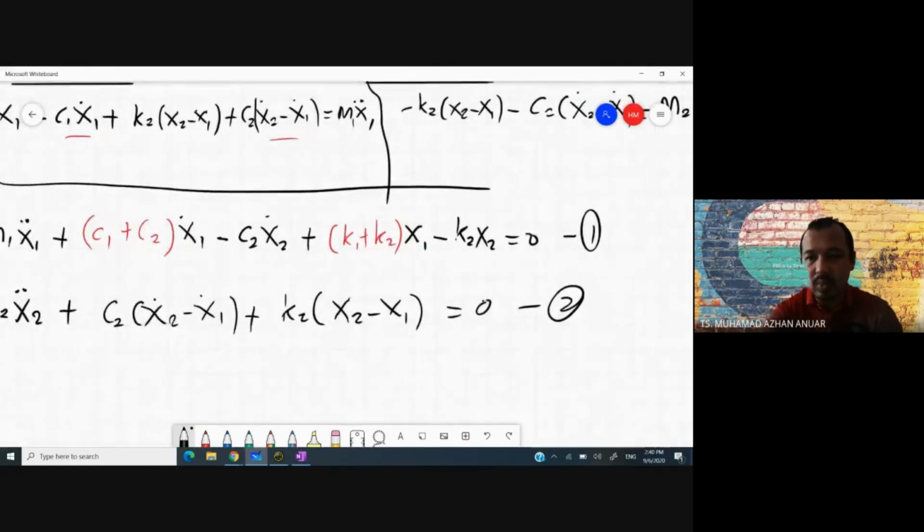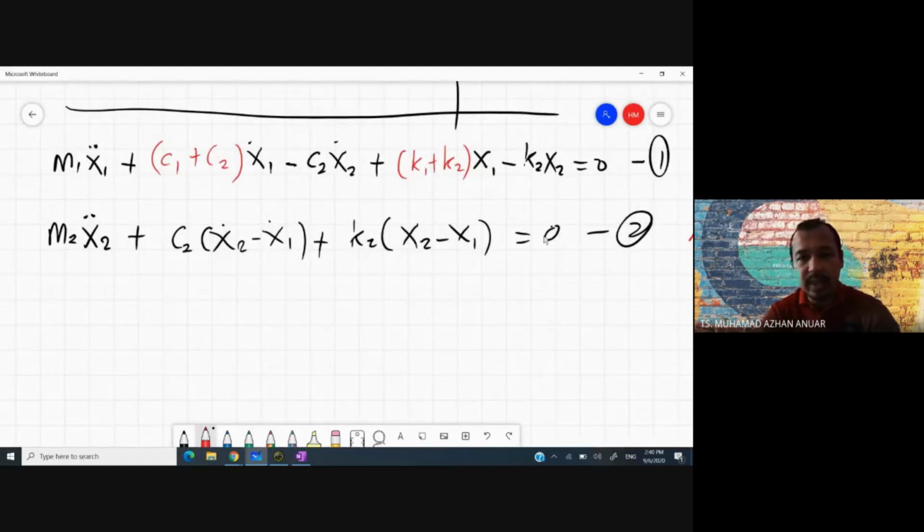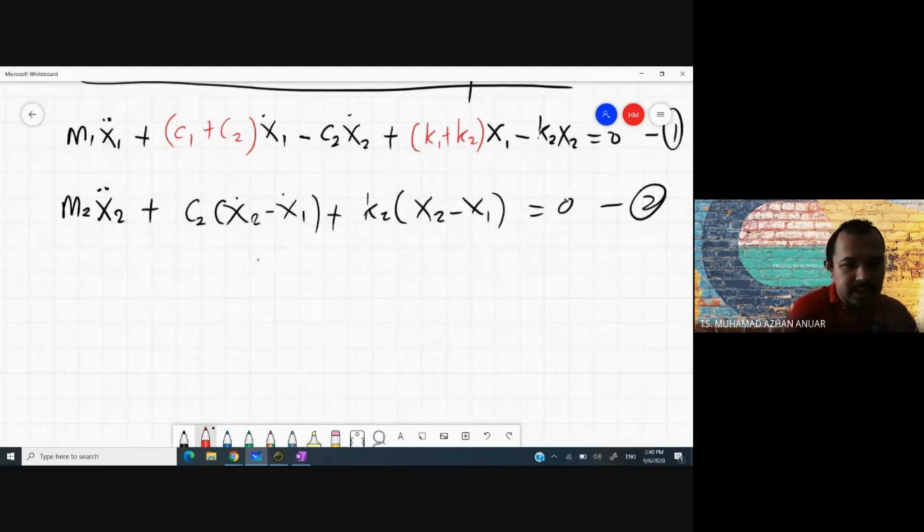So this is what we call the equation of motion. If you have a question with values M1, M2, C1, C2, K1, K2, you just substitute all the values, and you get a nice equation in terms of numbers. That is the equation of motion. Let's represent this equation in terms of matrix. Let's make it black color.